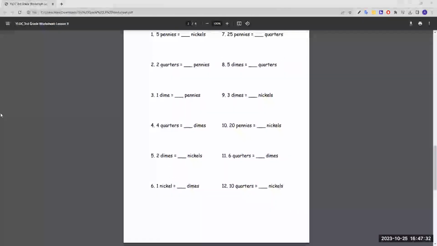11, 6 quarters equals blank dimes. We multiply the value of 1 quarter by 6. 5 times 6 is 30. 6 times 2 plus 3 is 15. So we would have 150 cents. And 1 dime is 10 cents. So if we just divide it by 10, which we can do by just crossing out the 0, we would get 15.